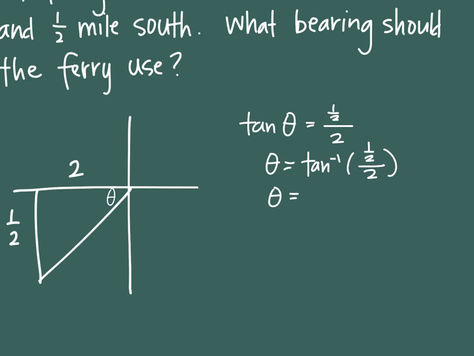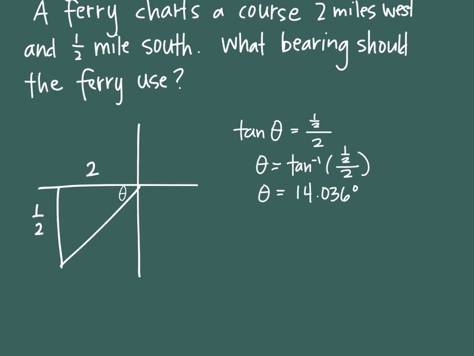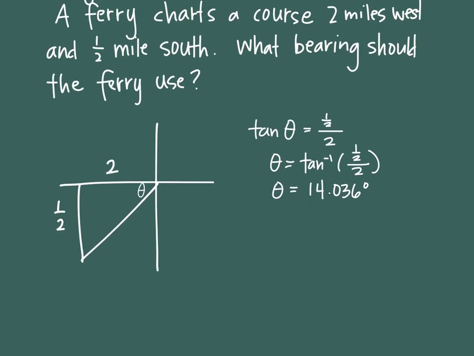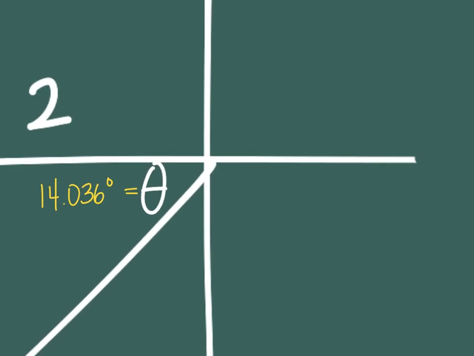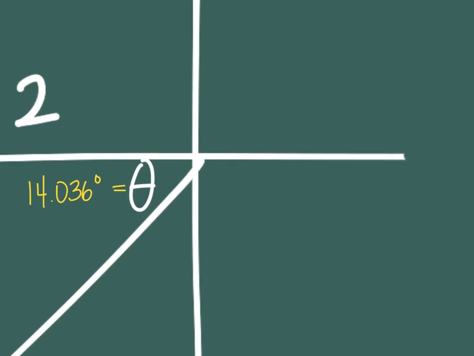So inverse tangent, and you type in 0.5 or half divided by 2, and you're going to get 14.036 degrees. However, that is not the value of the bearing. When you answer, you don't stop here. That is the answer for theta. Okay, so let's add this here. This turned out to be 14.036 degrees. But bearing has to count all the degrees that came before that.